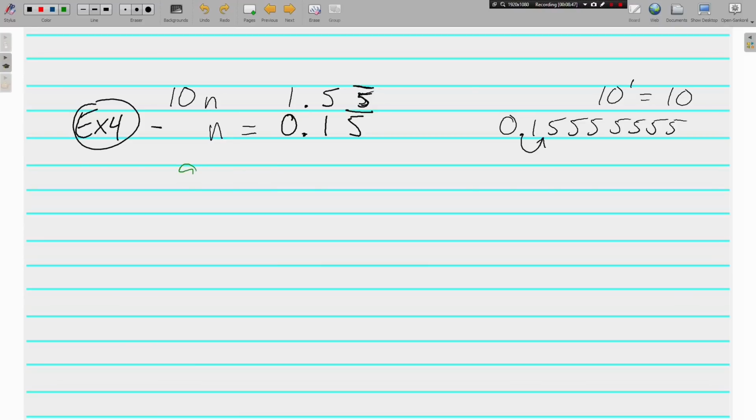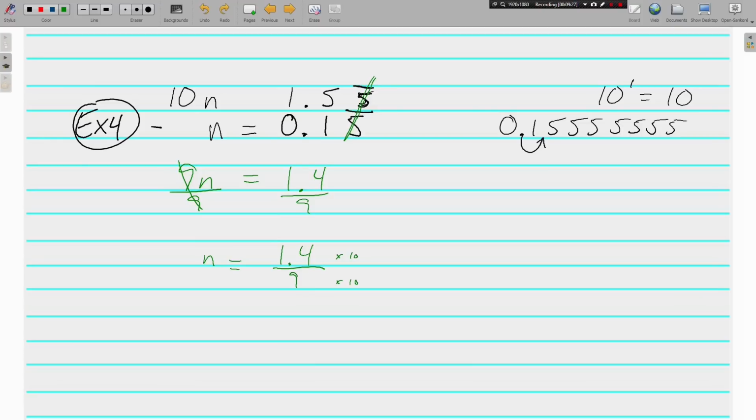10n minus n is 9n. And on the right side, I've set it up so that my repeating 5s are going to cancel. Then 1.5 minus 0.1 is 1.4. I still need to get n by itself, so I divide both sides by 9. But here's the problem. We can't have a decimal inside a fraction, which is no problem. We're just going to multiply the top and the bottom by 10 to get rid of that decimal.